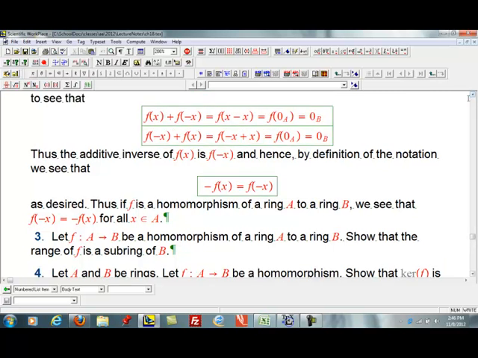I can't quite scroll it up all the way, but you can sort of see. Remember, you're using the property f of x. You're going to use that property.